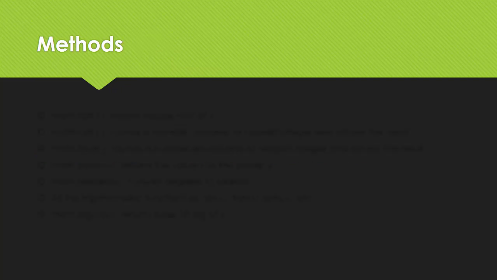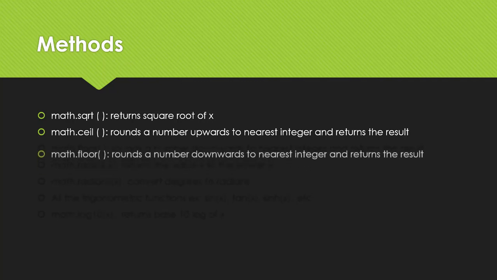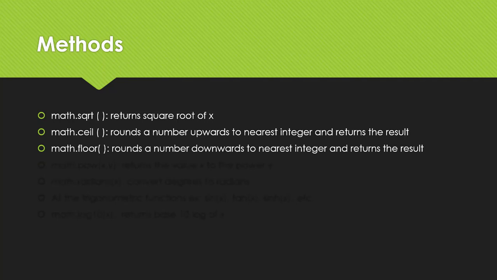So, what are the various methods that we have in the math module? The number one is math.sqrt, the square root method. This method returns the square root of x. Math.ceil rounds a number upwards to the nearest integer and returns the result. For example, if we have a number x equal to 4.1 and we use math.ceil of 4.1, then it would return us 5. Similarly, we have floor, which rounds a number downwards to the nearest integer. For example, if it is 4.9, the floor method would return us 4.